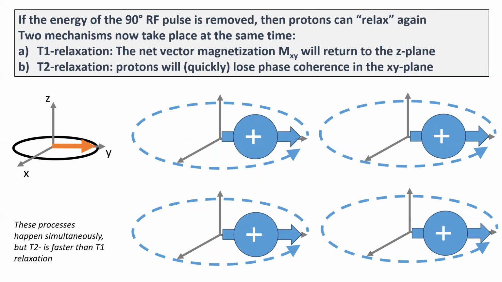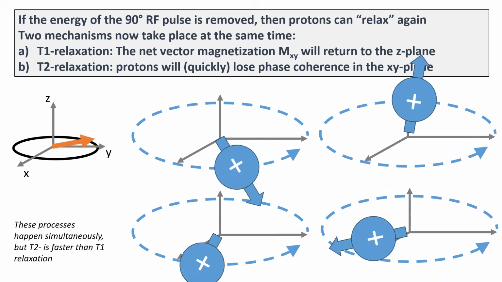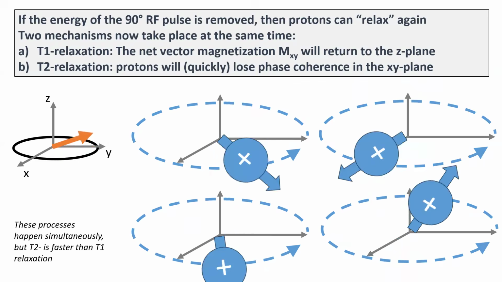Now we remove the energy, and it's like if we stop pushing our child on the swing, eventually, if he doesn't try to keep going higher himself, and our protons don't do that, they're lazy, they will start to relax again, and they will return to their initial situation. And what is that? Well, two things will happen. The body magnetization will return into the z-plane, and this is determined by a phenomenon called T1 relaxation.